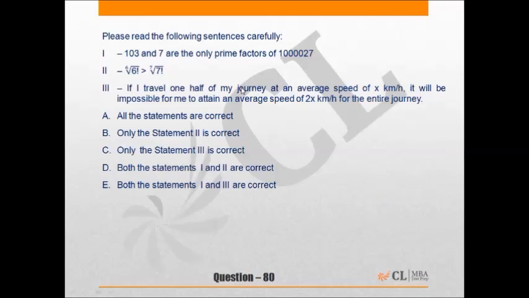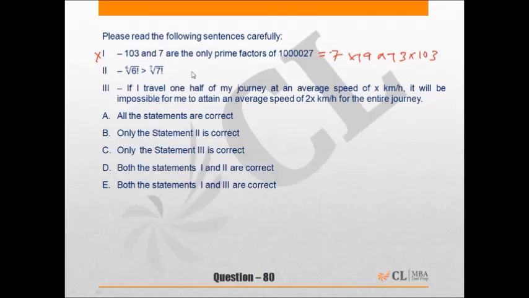In this problem, we have to check how many of the given three statements are true. First statement states 103 and 7 are the only prime factors of 14,027. On checking, we find that the given number can be written as 7 into 19 into 73 into 103. So instead of 103 and 7, it has 4 prime factors, and these are 7, 19, 73 and 103. So this statement is not true.